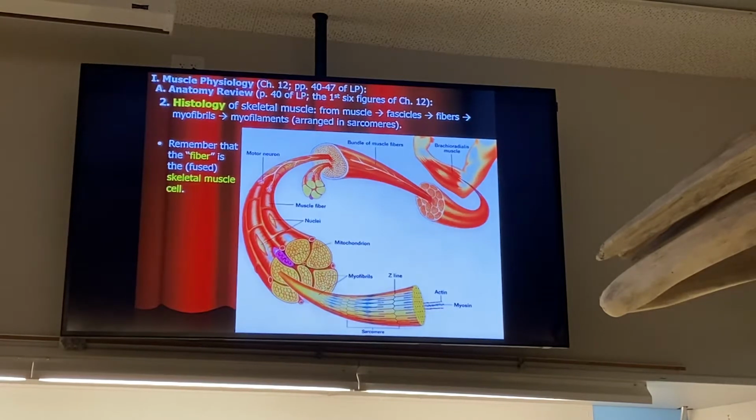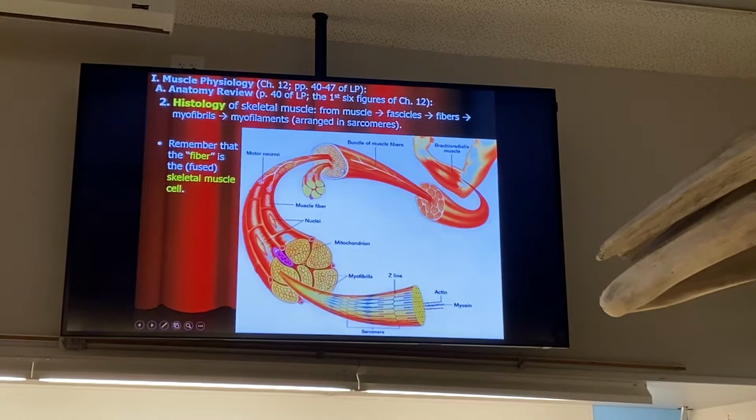And the reality is all the myofibrils in that cell are going to line up Z lines. And if you line up all the Z lines, you have obvious striations. That's why skeletal muscle is called striated muscle. Obvious stripes, because all the Z lines line up. Are we clear?